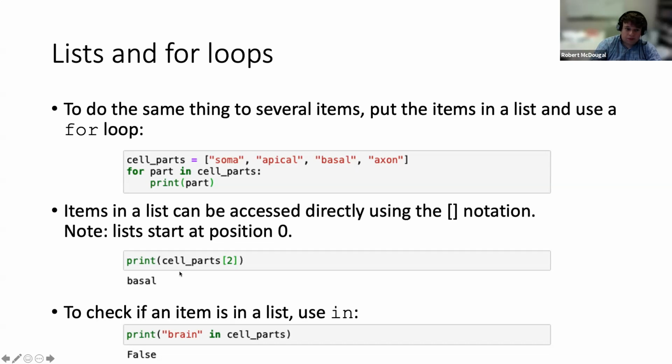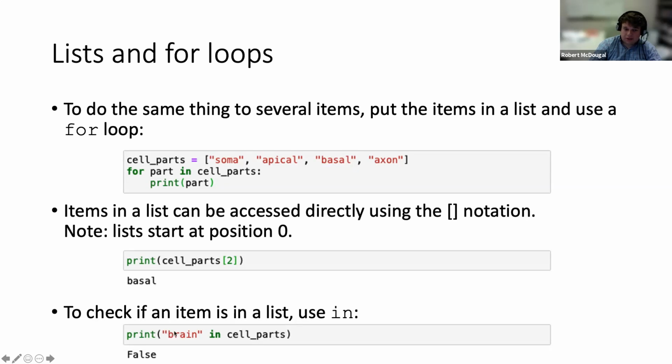We could also grab a specific item. So this is the item in the 2 position. In most, but not all, programming languages, you start counting at 0. So the 0th position is soma, the 1th position is the next one. By the way, this is why I'm calling it 1th instead of 1st, to indicate that here's the 0th, here's the 1th, the thing after, here's the 2th. So basal is the item in position 2. So it's going to print out the literal BASAL.